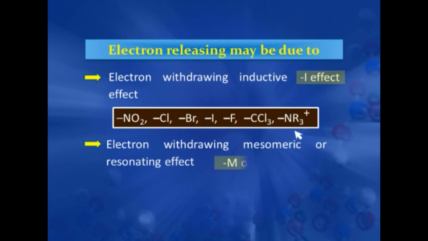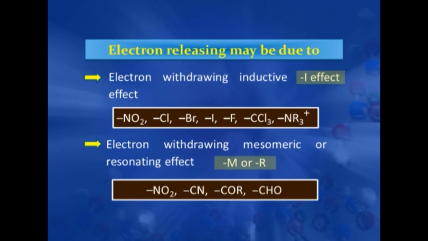effect also, that is minus M or minus R. For example, again nitro is having both electron withdrawing inductive and electron withdrawing mesomeric effect. Nitrile group, ketonic group, aldehyde group, all these groups are having electron withdrawing inductive effect also.